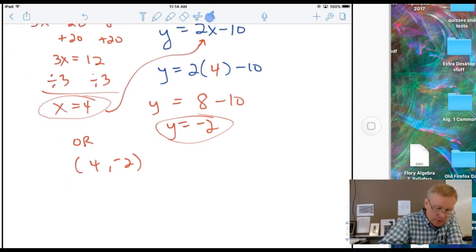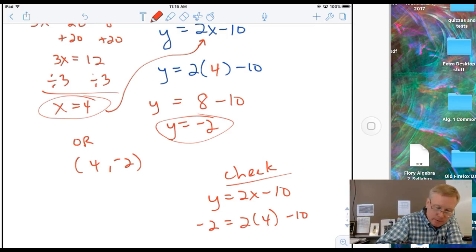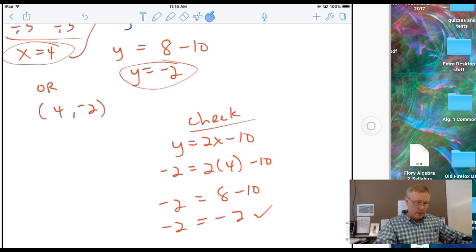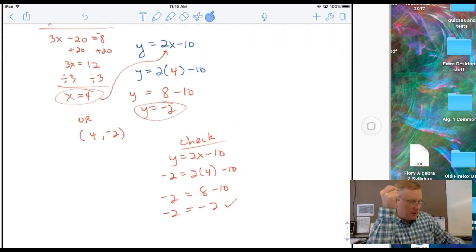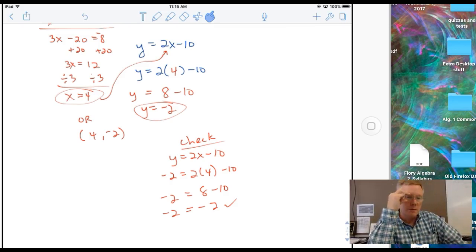I'm going to check this in at least one equation. If I take y equals 2x minus 10, plug in -2 for y and 4 for x, I get -2 is 8 minus 10. 8 minus 10 is -2 equals -2. Check, and I'm good. All right. It's a nice thing to be able to check your answers. How many times have you taken a test and been like, I wish I knew if I got that answer right? Well, here's your opportunity. Go plug those in. And that is how we solve systems of equations by substitution.